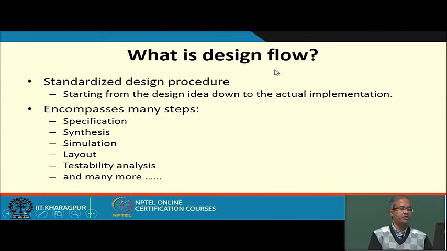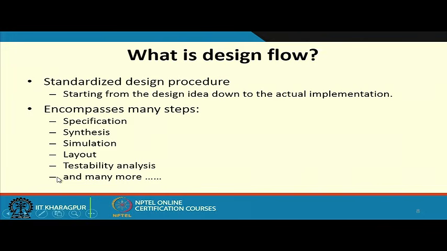Okay, let us now talk about the design flow. As I said, design flow is essentially some standardized design procedure where you will be using a set of defined steps that are to be followed in order to translate a given design into the final fabricated chip that you are targeting. There are many steps in this design flow. It is not just a single step which is automated. There are a large number of intermediate steps, some of which are mentioned here.